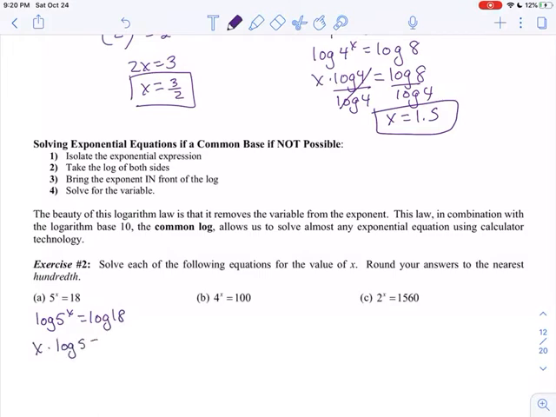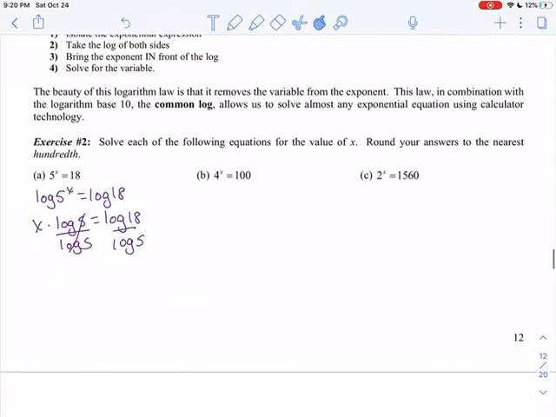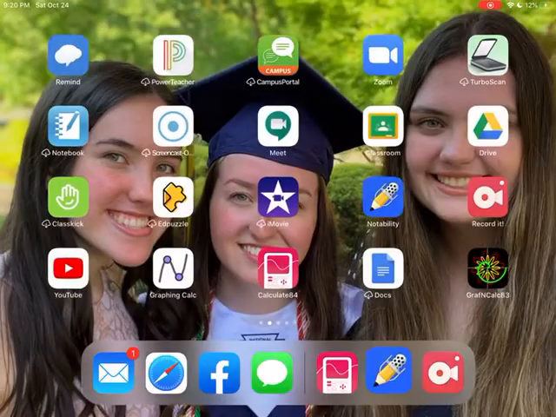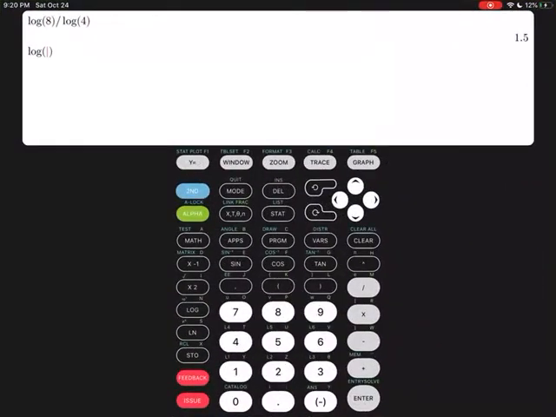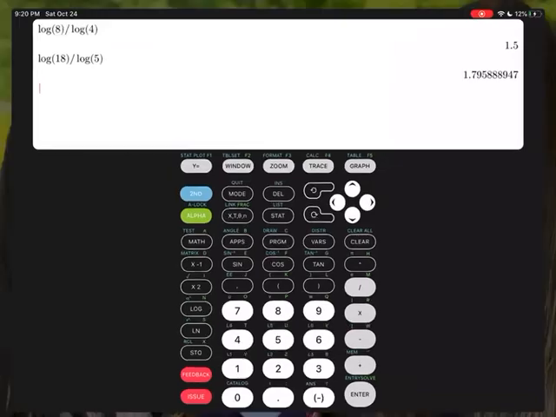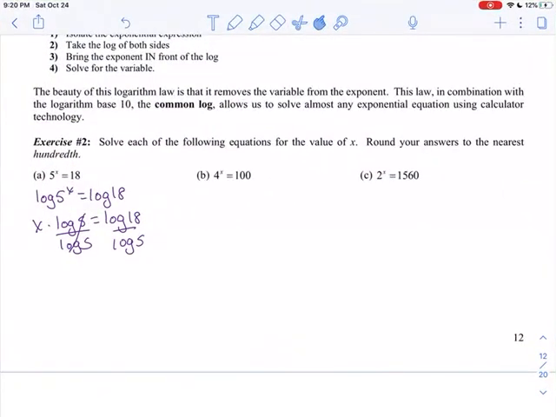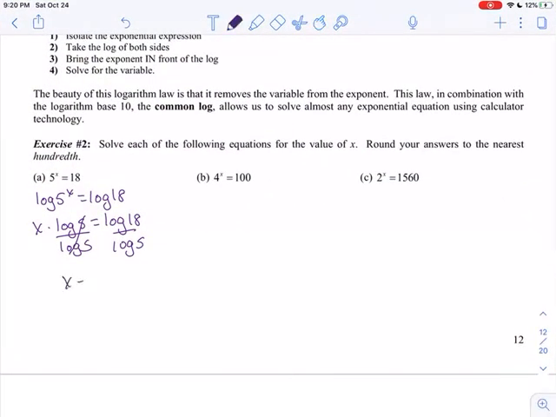So let's try it. I'm going to take the log of both sides. Log of 5 to the x equals log of 18. The x is going to come out in front. Then I'm going to solve for x by getting rid of that log of 5. Whatever I do to one side, I have to do to the other side. So in your calculator, you're going to do log of 18 divided by log of 5. And I get 1.79. I'm going to round that off to 1.80.